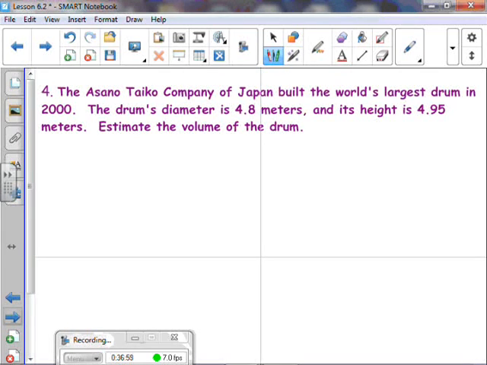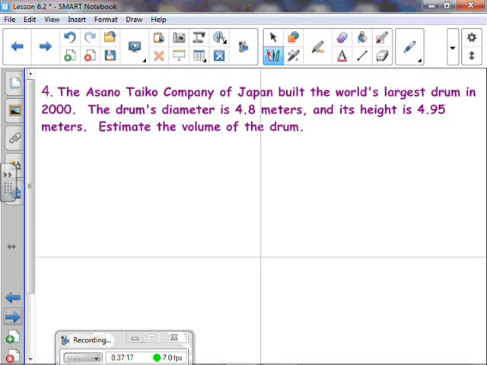So, here's the problem. The Asano Taiko Company of Japan built the world's largest drum in 2000. The drum's diameter was 4.8 meters. That's about 14 feet. Actually, that's closer to 15 feet. So that's a really big drum.